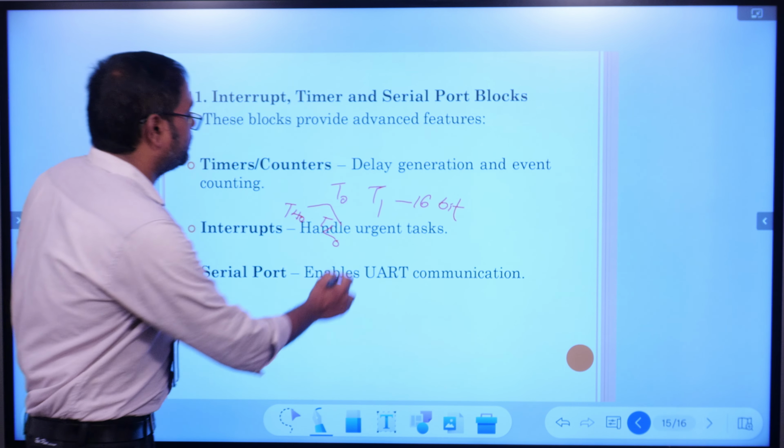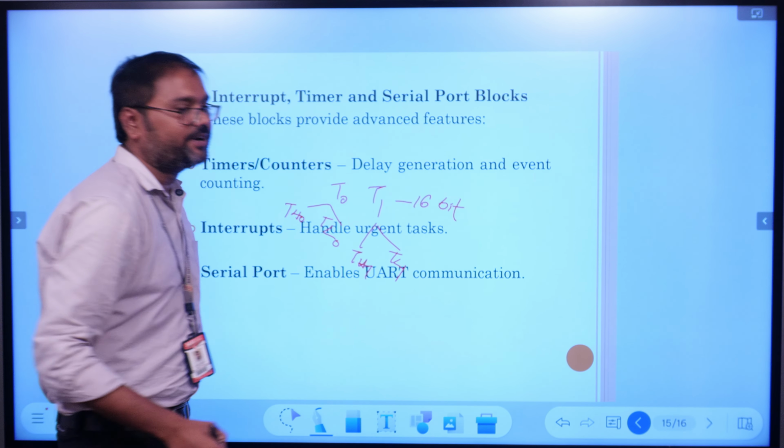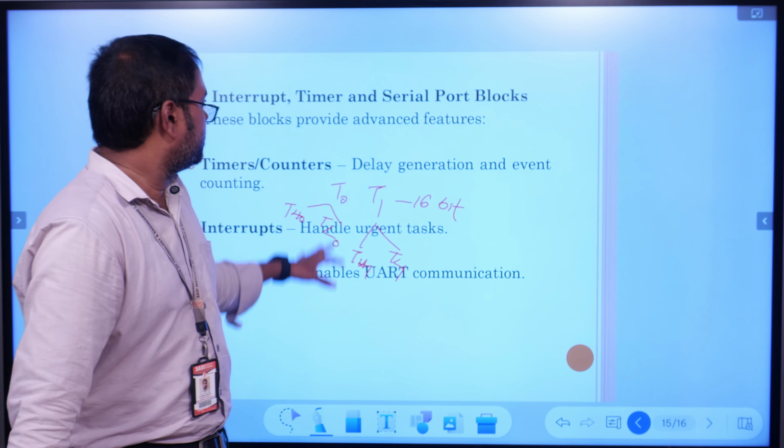Similarly, T1 is also divided into two parts, that is TH1, the higher byte of T1, and similarly TL1, the lower byte of T1. So each has 8-bit length. So this is about the timers.